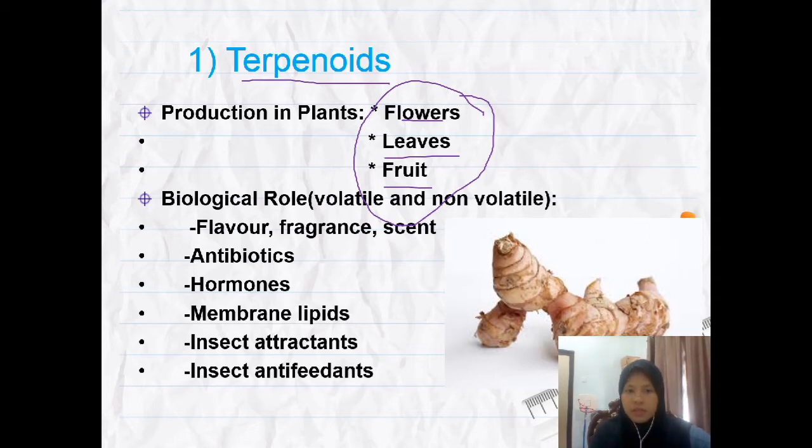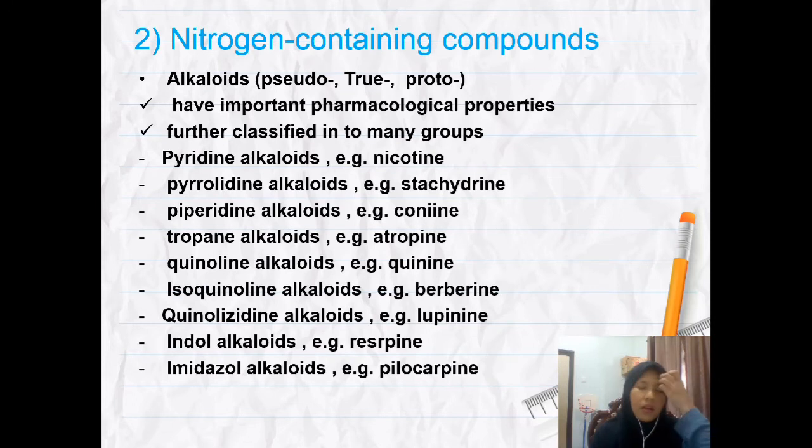And biological role dia macam-macam. So contohnya this plant ni. Okay, so this is interesting. Sebab dia kata terpenoids ni banyaknya dekat flowers, leaves, fruit. But this is an example of plant yang banyak juga terpenoid, tapi part ni bukan daripada flowers, bukan daripada leaves, bukan daripada fruit. Kan? So ni apa ni sebenarnya? Ginger. Bukan ginger. Lengkuas. Lengkuas apa dalam bahasa Inggeris? Galangal. So galangal ni maknanya dia sama macam ginger kan? Dia daripada rhizome dia tu. So tak ada pun dekat dalam ni. Jadi macam mana ni? Kenapa dia banyak sangat ni? Okay. So I'll leave that to you. Cuba cari jawapan dia. Okay. So that's the first one.